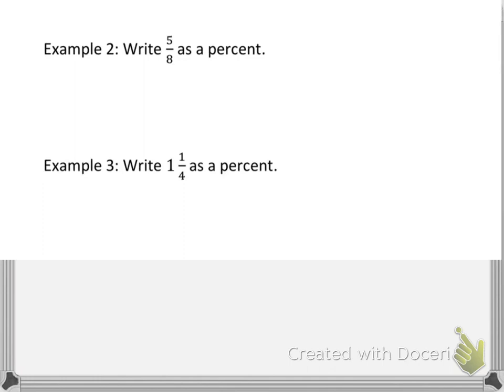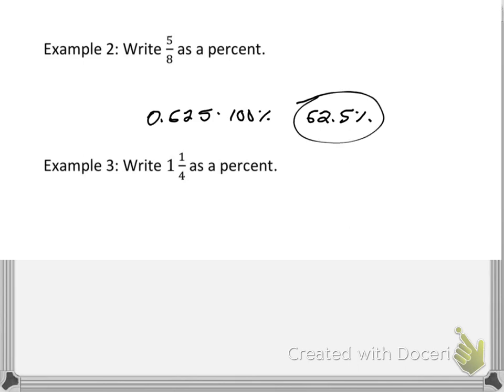Okay? Let's do another example. How about 5/8? So we need to go over to our calculator, type in 5 divided by 8, and that gives us 0.625. Okay, and then just like last time, we multiply by 100%, so we have 62.5%.